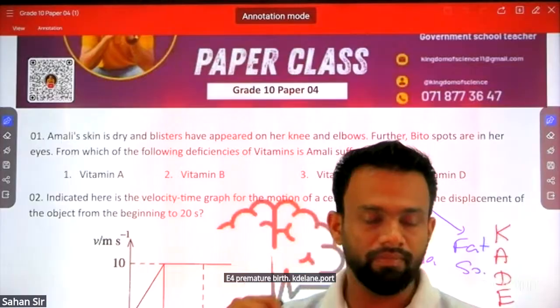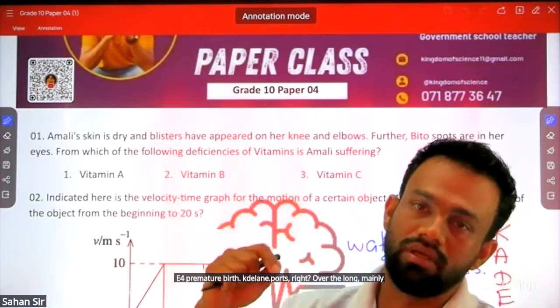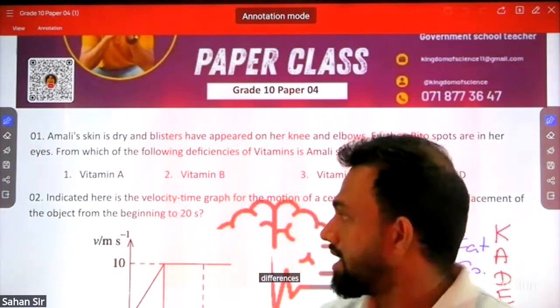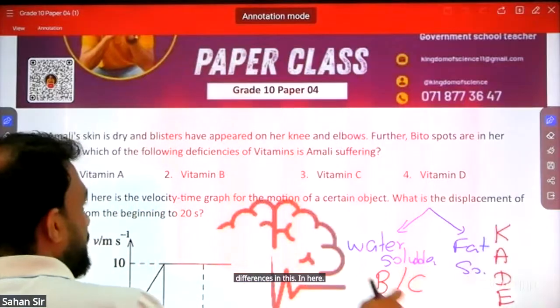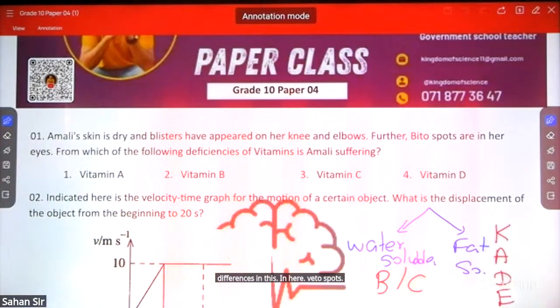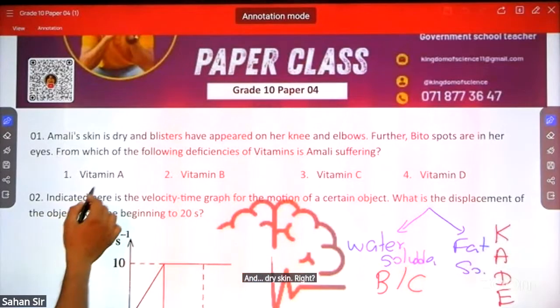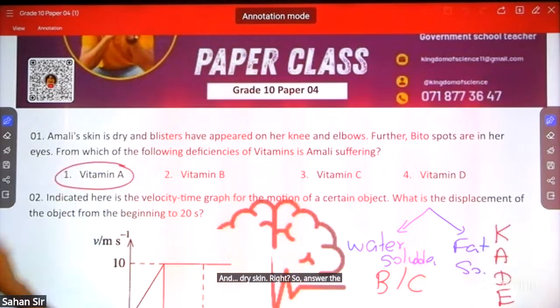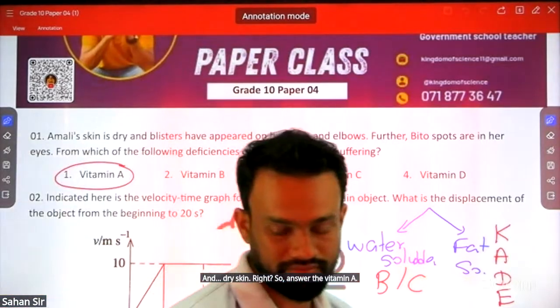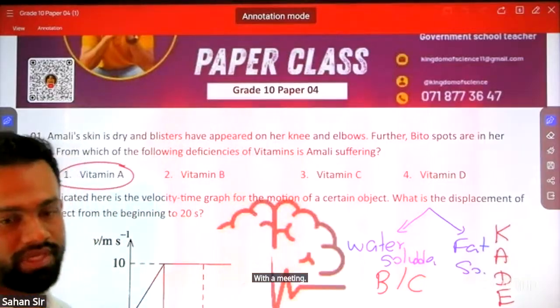Over time, mainly we discuss deficiency symptoms. In here, beetle spots and dry skin. So the answer is vitamin A. Is it clear?